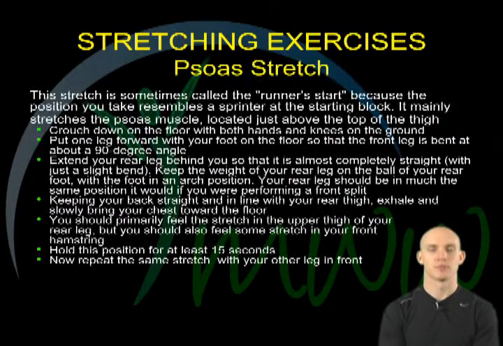Psoas stretch. This stretch is sometimes called the runner's start because the position of the stretch resembles a sprinter at the starting block. Its purpose is primarily to stretch the psoas muscles located just above the top of the thigh. Crouch down on the floor with both hands and knees on the ground. Extend one leg forward with your foot on the floor so that your front leg is bent at the knee at about a 90-degree angle.